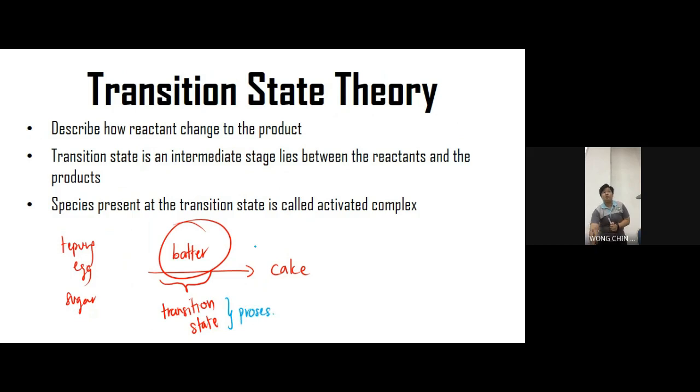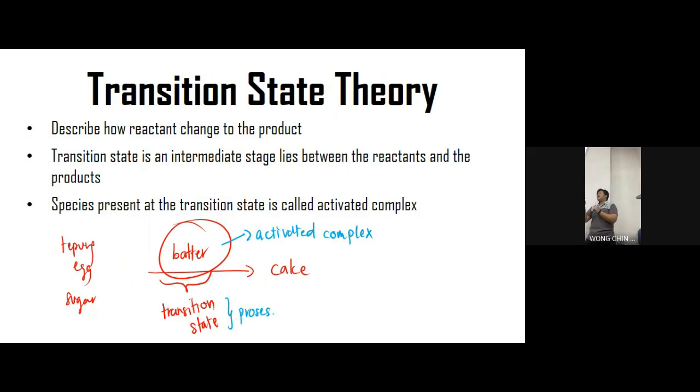Okay? So what is the batter? The batter is what we call activated complex. Transition state is that position, tempat tu. Siapa yang duduk dalam tempat tu? Activated complex. Betul? So, before you get the cake, you got the adonan. Adonan tu adalah what we call your activated complex. And at this adonan, soalan saya satu je. Is that already a cake?